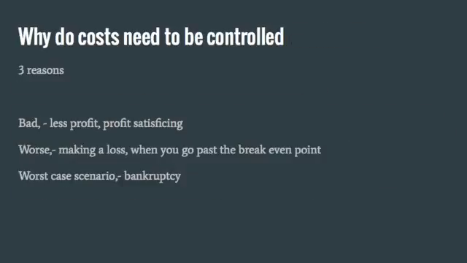Why do costs need to be controlled? 3 reasons. It's bad to have less profit and profit satisficing. Worse is making a loss when you go past a break-even point. The worst case scenario is bankruptcy. This is where the school runs out of money and has to close down.